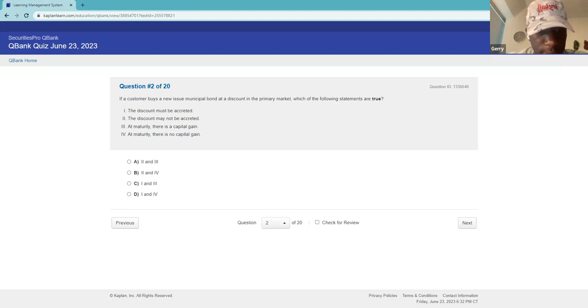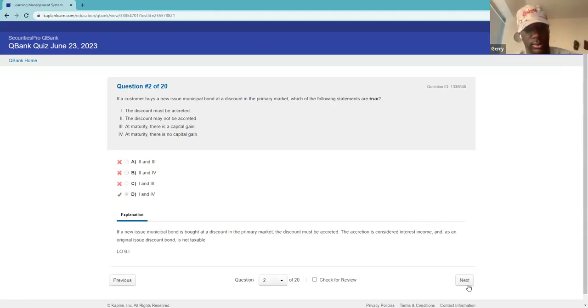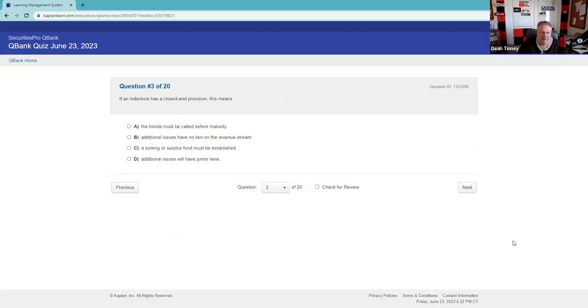And since it's a muni bond, there would be no capital gain. Excellent, right? Because you've been taking a little bitty hits along the way. Absolutely. And if an indenture has a closed-in provision, this means a closed-in provision.